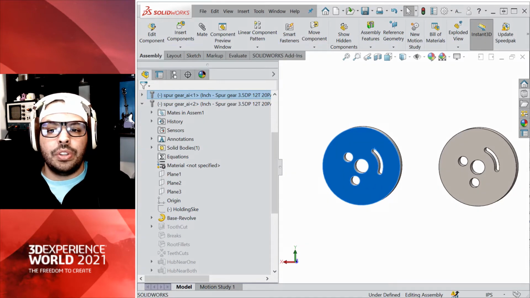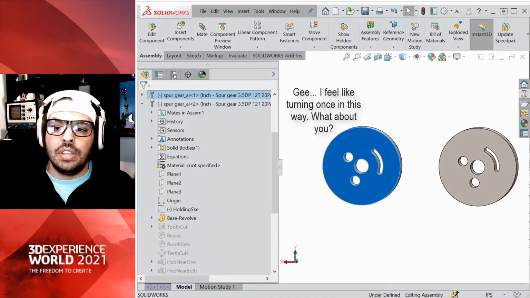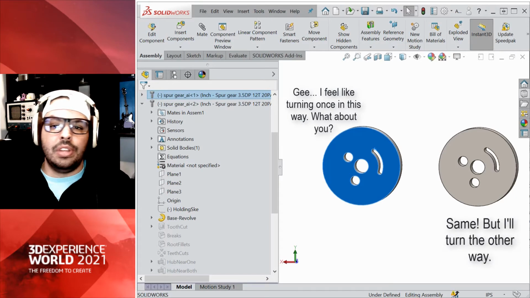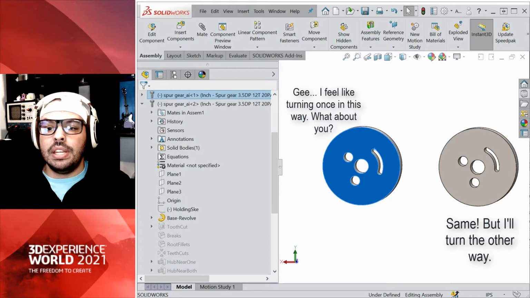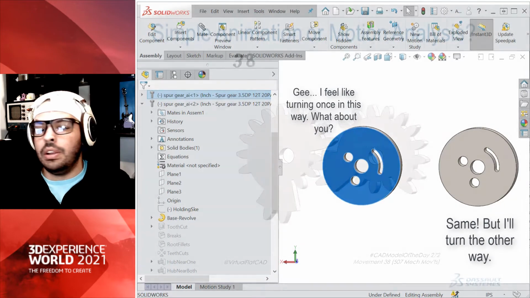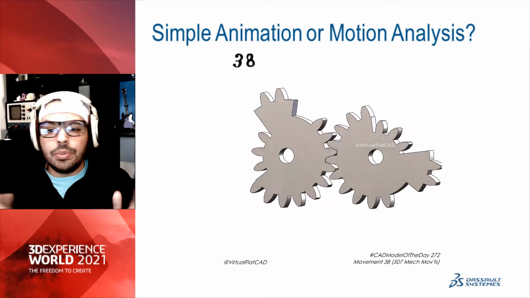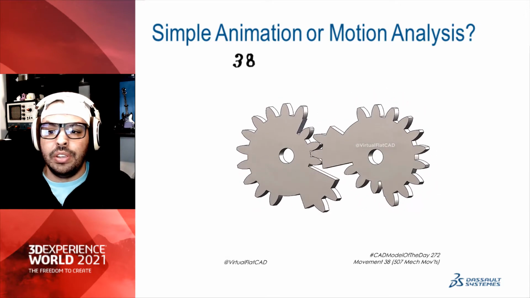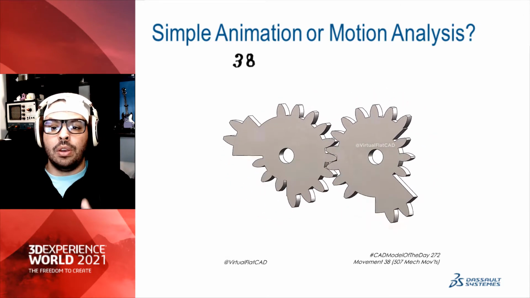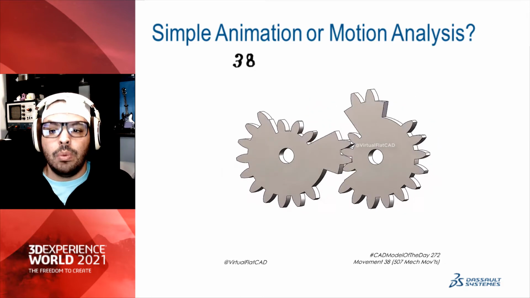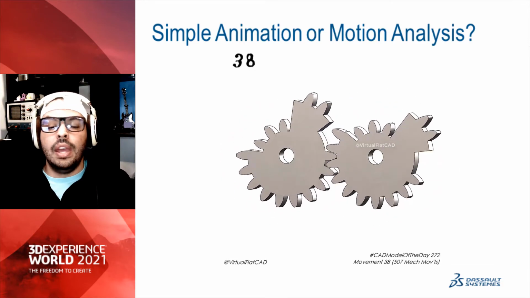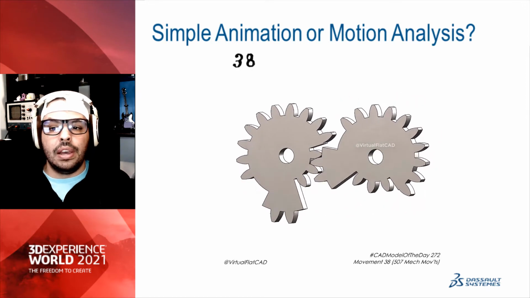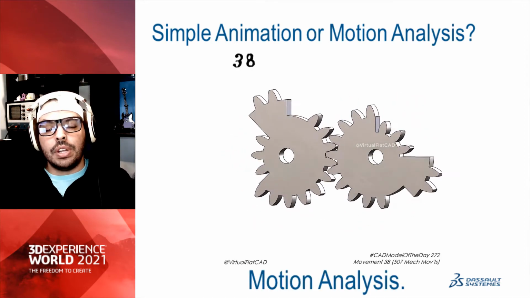Somewhere in SOLIDWORKS there is a line of code that says when this thing turns X times, this other thing turns Y times in the opposite direction. The rotational speed is directly tied with each other depending on the gear ratio. This won't work for movement 38 over here because the gear ratio changes depending on which part of the gear is in mesh. What we need SOLIDWORKS to do is to take into consideration the shape of the tooth and actually compute solid body contact. We need to use motion analysis.